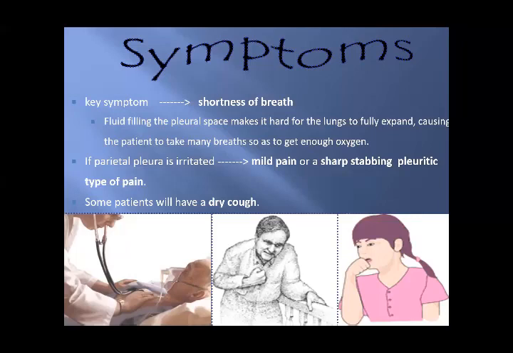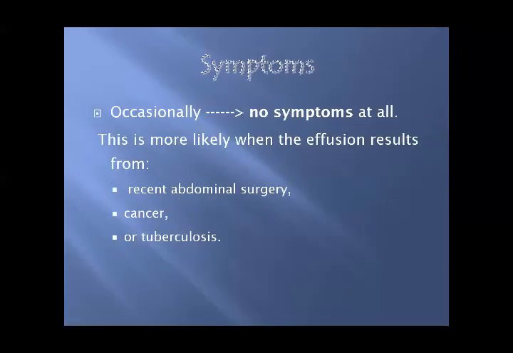If the parietal pleura is irritated, then the patient develops mild pain, and a sharp stabbing pleuritic pain can be there. Some patients will have a dry cough as well. Occasionally, there is no symptom. This is more likely when the effusion results from conditions where the patient will not have any symptom of respiratory distress, and this usually occurs in the case of recent abdominal surgery, cancer, and tuberculosis.